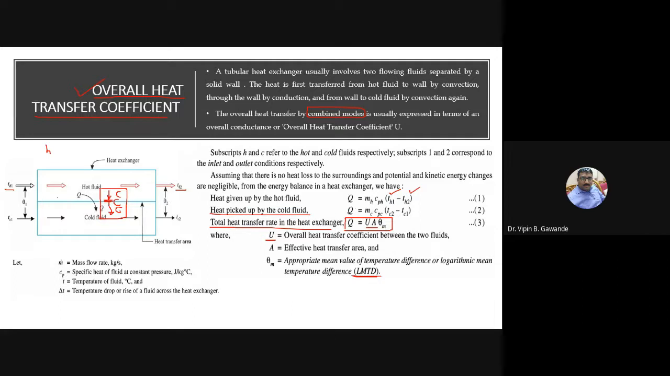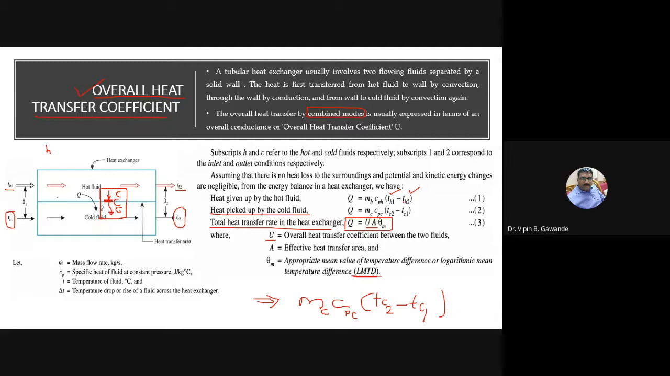See, heat absorbed by the cold fluid, so it is again mCp delta T. So mC and delta temperature difference here. This m is for the cold fluid, this is Cp of the cold fluid. And what will be the temperature difference for the cold fluid? It is higher temperature minus lower temperature. What will be the higher temperature in the cold fluid? It accepts the heat, so Tc2 is higher. So that's why this is Tc2 minus Tc1. So temperature difference in case of the cold fluid will be Tc2 minus Tc1.